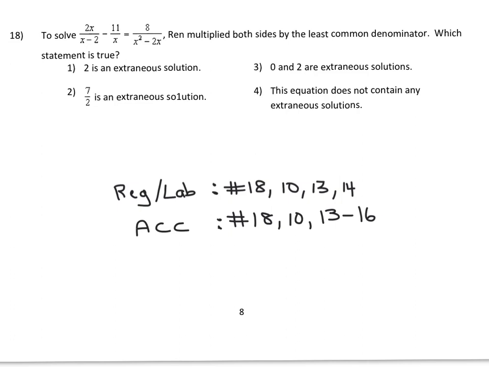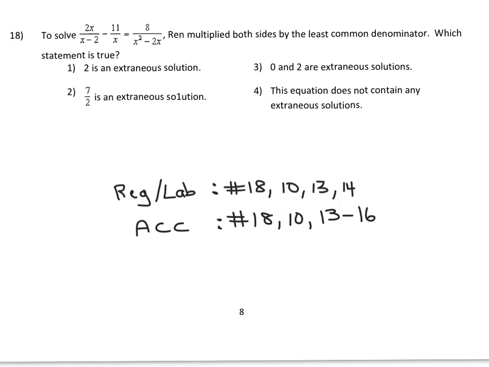All right. So what we're going to be doing, the regular Algebra 2s and the lab classes are going to be doing number 18. We're going to start with that, and then we're going to do these three problems, 10, 13, and 14. The accelerateds are going to do the same problems. Okay, they're going to start with 18, and then they're going to do 10, 13, 14, but you're going to do an additional two problems. You're going to do numbers 15 and 16 as well. All right, so let's get started.